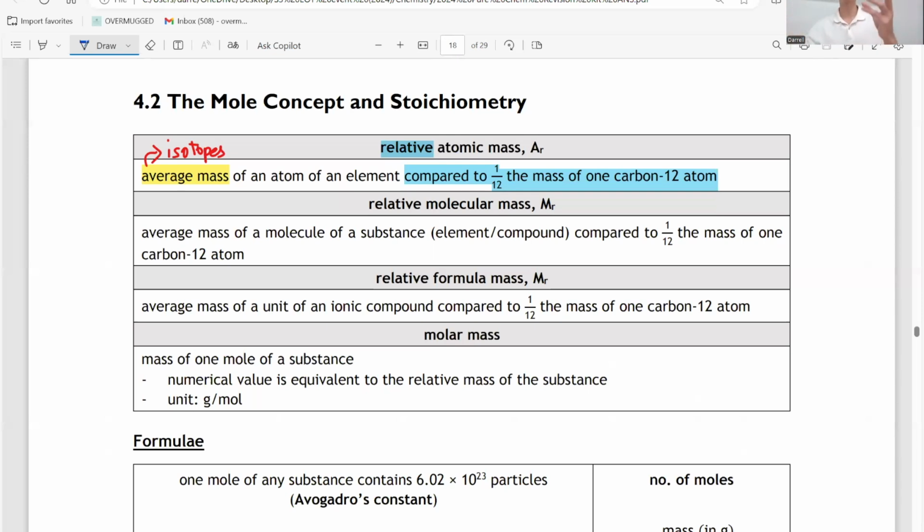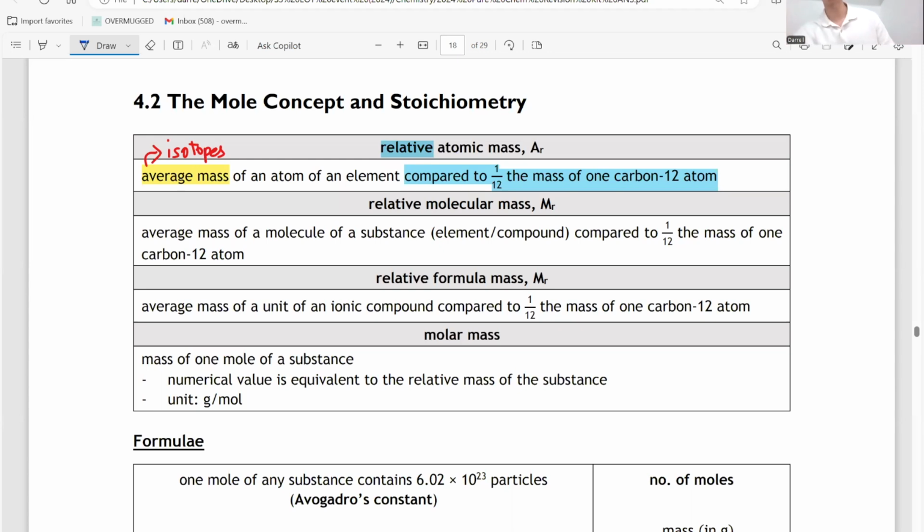So do we say chlorine mass is 35 or 37? We cannot claim either, right? But we find the average. So when you find the average, the mass is 35.5. So when we use the term relative atomic mass, we are also accounting for the fact that isotopes exist. Hence, the definition in full is: average mass of an atom of an element as compared to carbon 12. And this is the full definition.